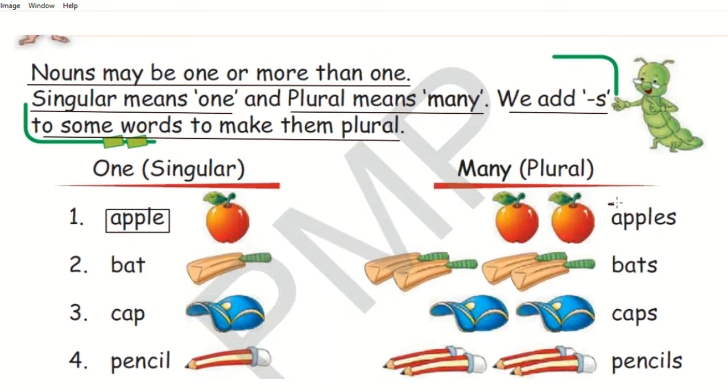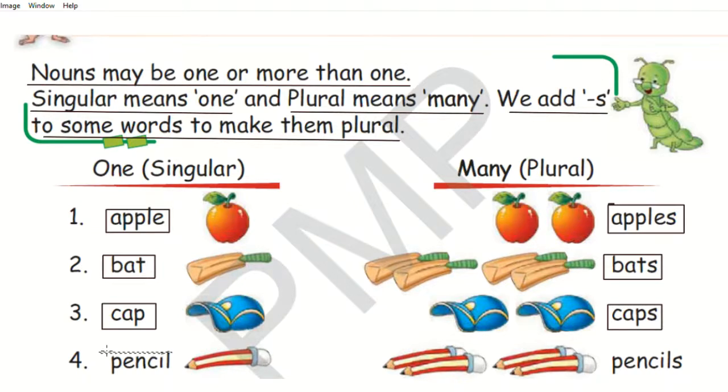One apple. Many apples. We add s with apple. One bat. Many bats. We add s with bat to make plural. One cap. Many caps. Here again we add s. One pencil. Many pencils. So children, you have seen in all these words we have added s with the word to make plural of it.